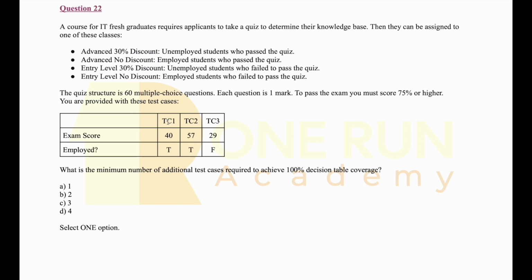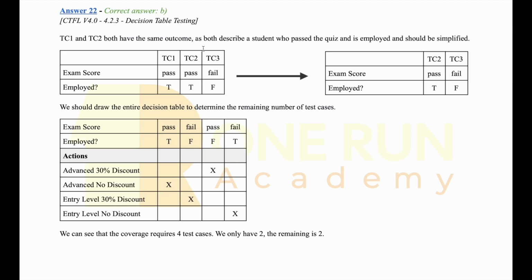If you notice, test case 1 and test case 2 both are 40 marks and above. So these two test cases have the same outcomes: pass, pass, and employed true, employed true. So we can combine test case 1 and test case 2 into a single test case, and let's omit test case 1. So we have test case 2, which resembles these two test cases, and test case 3.